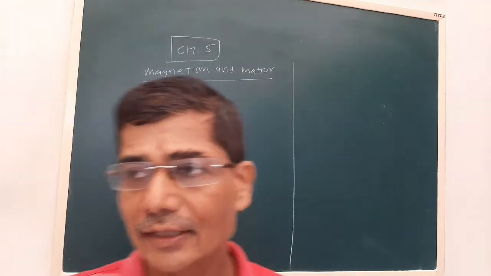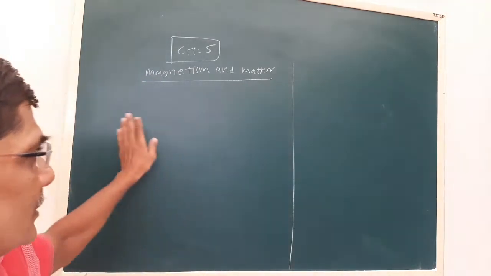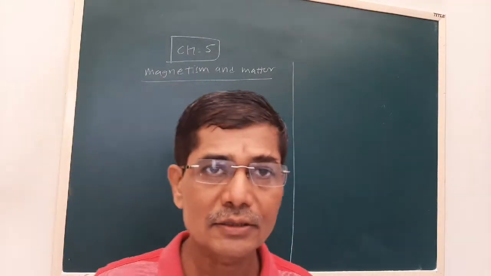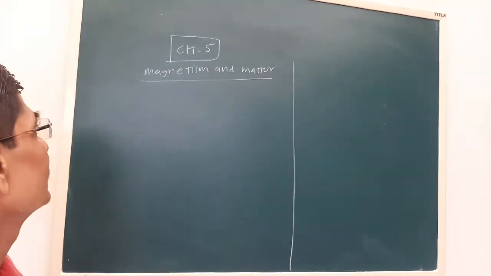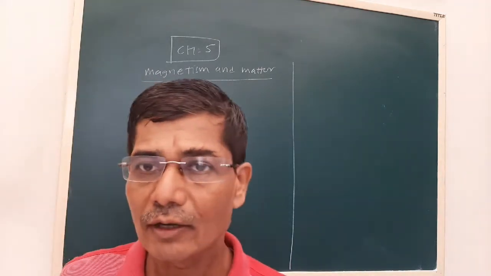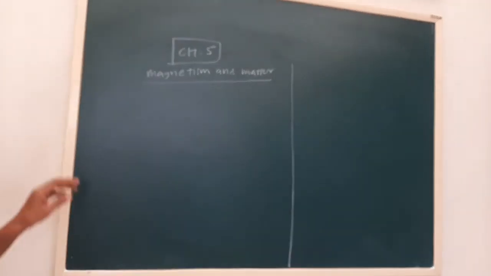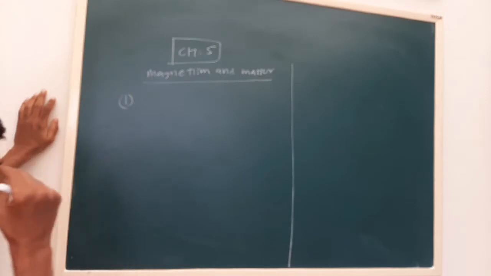Dear students, last time we completed the exercise numericals of lesson number 5, that is magnetism and matter. Today we'll take some MCQs. Now see the first MCQ.